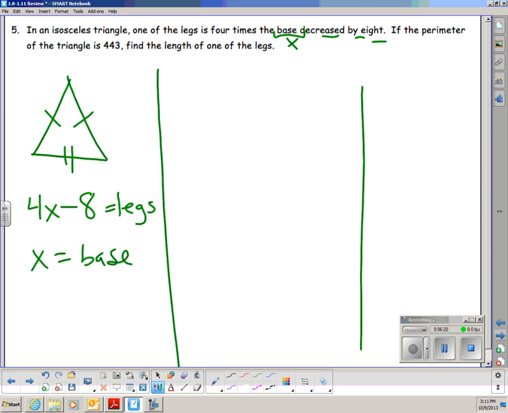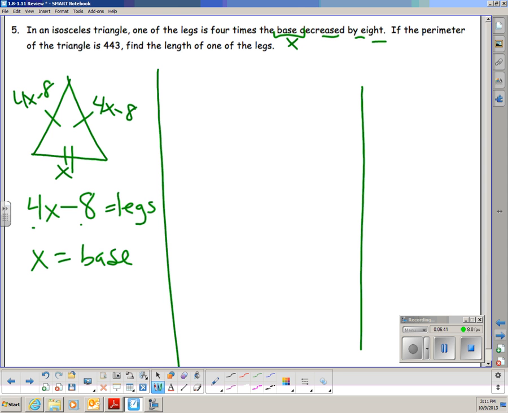Some people get confused with the decreased by. Decreased by gets translated directly. So for example, if you had a 95 and I decreased your grade by 5 points, that would be 95 minus 5. No switching there. So now we have my legs are 4x minus 8 apiece. The legs are equal and the base is x.